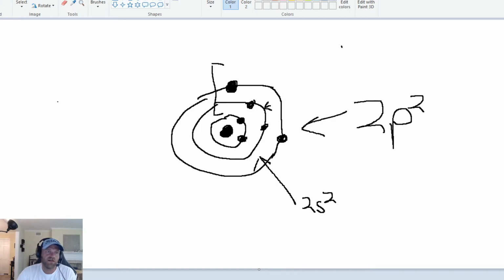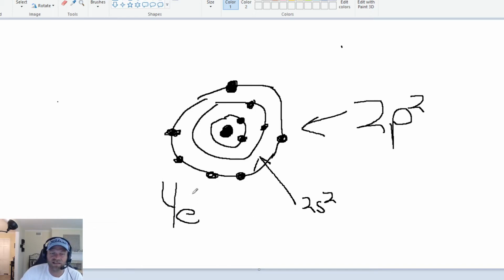So let me do that. Let me get that off of there. Let me add electrons onto the P. Okay? Remember we said that P can hold 6, so that's 4, 5, 6. Alright. Now I have 4 more electrons than I did as a neutral carbon.